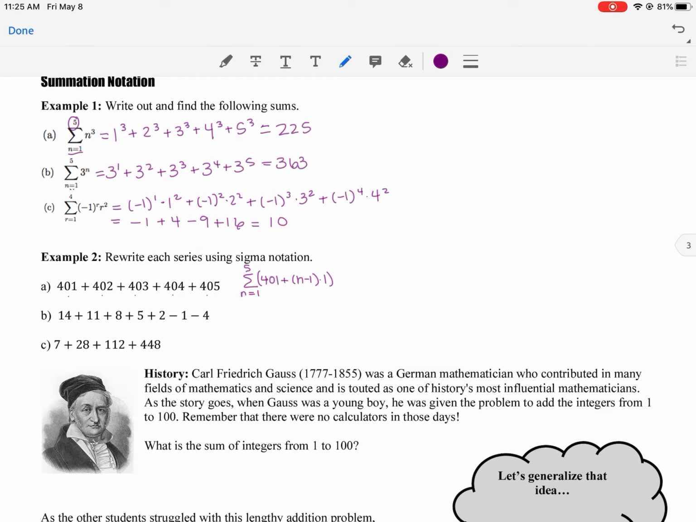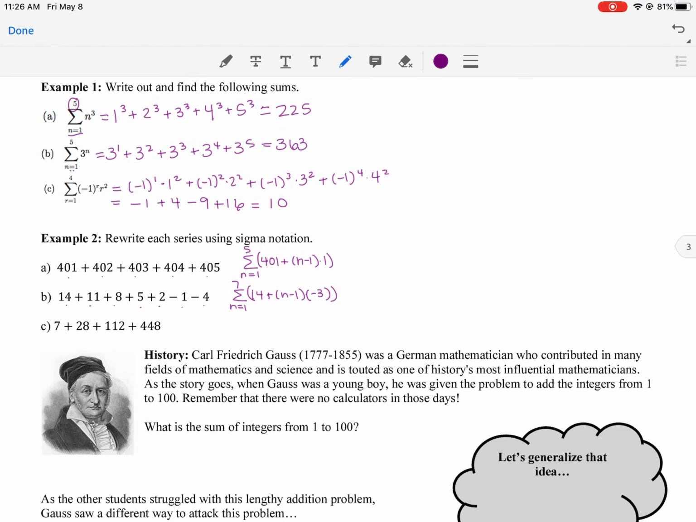And the next one, it looks like we're subtracting 3. So similar, we're going to do our n equals 1. We have our first, second, third, fourth, fifth, sixth, seventh terms, so that would be the top number. Our first term is 14, plus our n minus 1 times our difference, which is now negative 3. Okay, this last case looks like you're multiplying by 4. So same thing, starting with 1. 1, 2, 3, 4 terms, so we're going to end with 4 on the top. Our first term is 7, and our ratio here is 4 to the n minus 1.